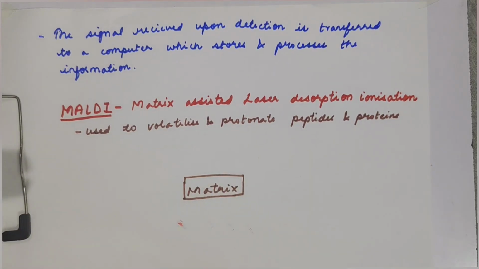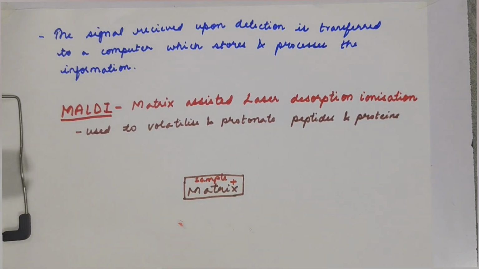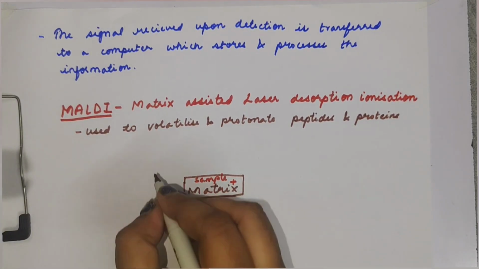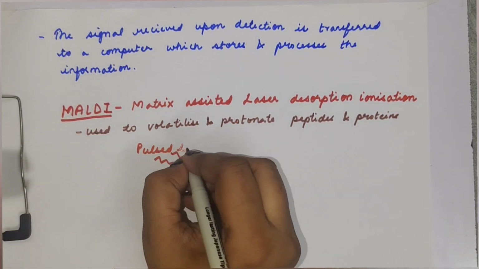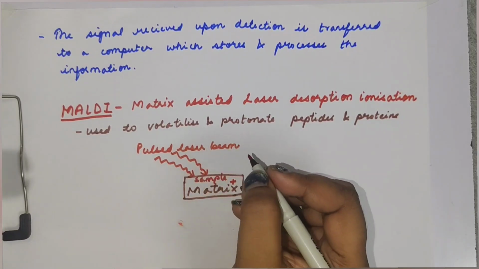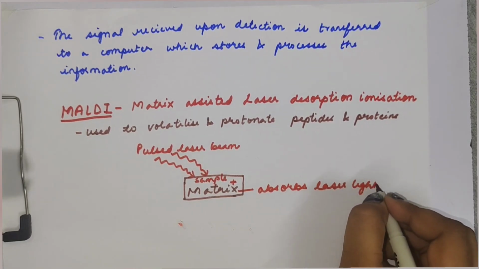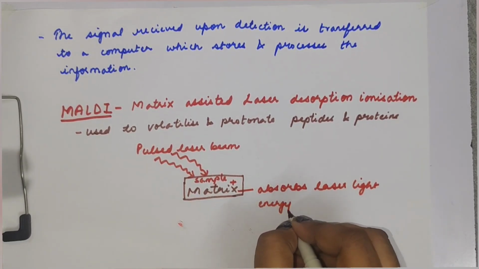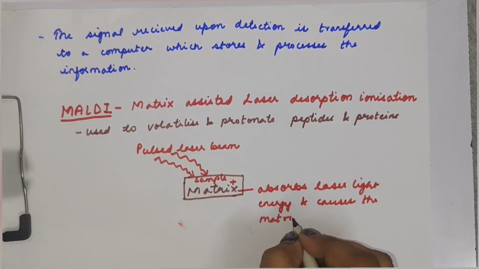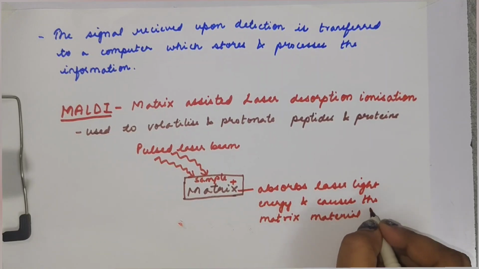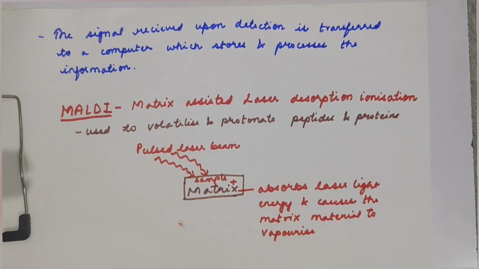And in this MALDI, there is a matrix material in which the sample is mixed. As the name suggests, matrix assisted laser desorption ionization means the sample is mixed with the matrix, and a pulsed laser beam is shot on the matrix. This matrix absorbs the laser light energy and causes the matrix material to vaporize or evaporate, and as the matrix is vaporized, the sample also gets vaporized.